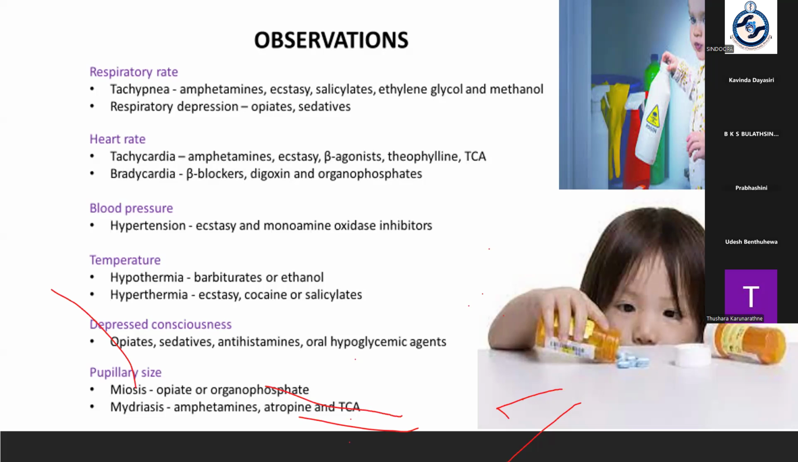So similarly, noting down the level of consciousness or the GCS is important. Certain agents like oral hypoglycemics, antihistamines, commonly we see chlorpheniramine, and various sedative antihistamines, opiates, they can affect the level of consciousness. And when it comes to pupil size, constricted pupils can be seen with organophosphate or opiate ingestion, whereas dilated pupils can be seen with anticholinergic agents, tricyclic antidepressants.